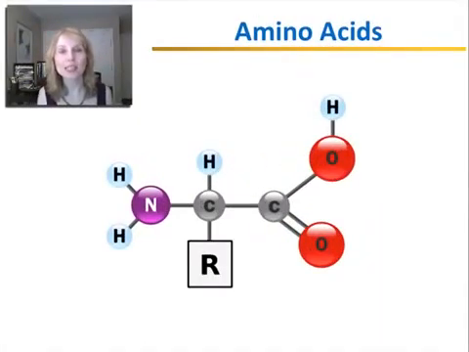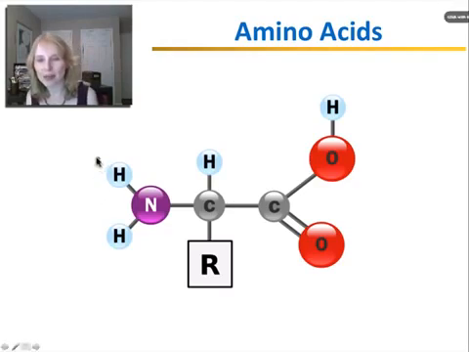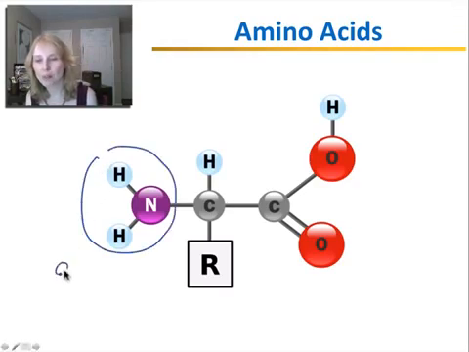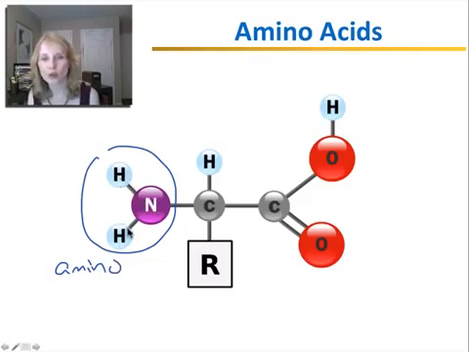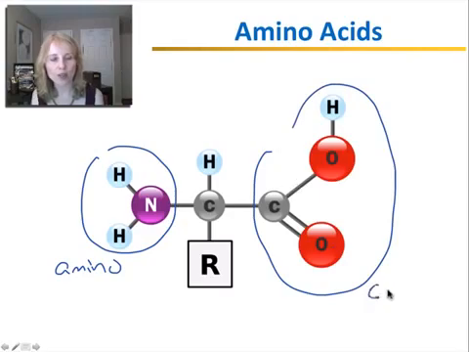All right, so first let's talk about the structure of a typical amino acid. Remember, amino acids are the monomers, the building blocks of proteins. Now, on one end of an amino acid, you have the amino group. An amino group is made up of a nitrogen with two hydrogens. Then on the other end is the carboxyl group. A carboxyl group is made up of a carbon with a double bonded oxygen and an OH.